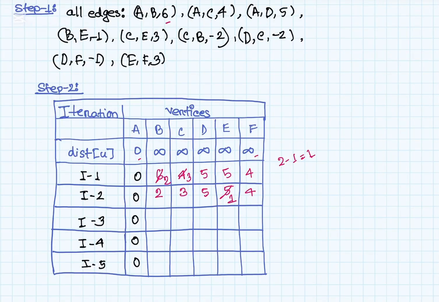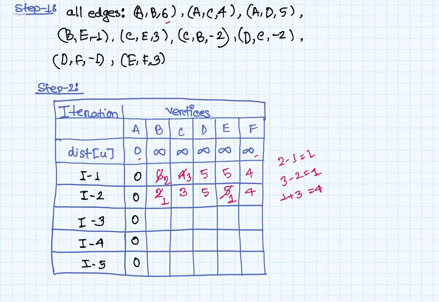C to E is 3, 3 plus 3 is 6, which is greater than 1, so no changes. C to B is -2, 3 minus 2 equals 1. So we'll change the value of distance B from 2 to 1. And D to C is minus 2. So 5 minus 2 is 3. It is written down as such. D to F is minus 1. So it will remain 4. E to F is 3. 1 plus 3 equals 4. So there are no changes in that case either.